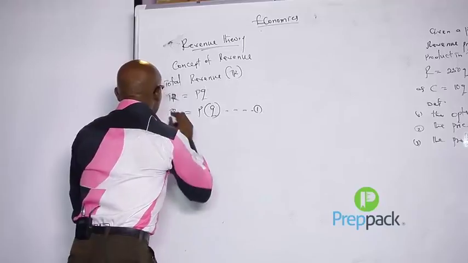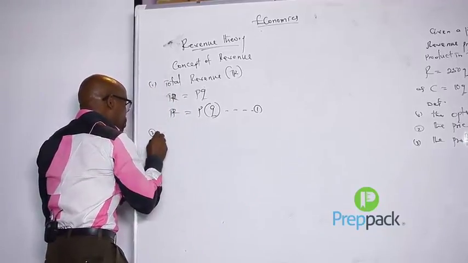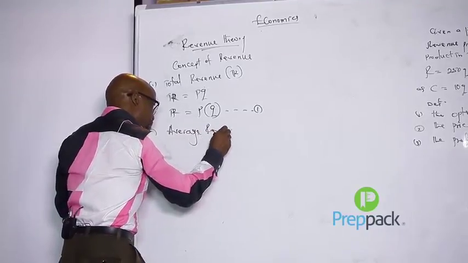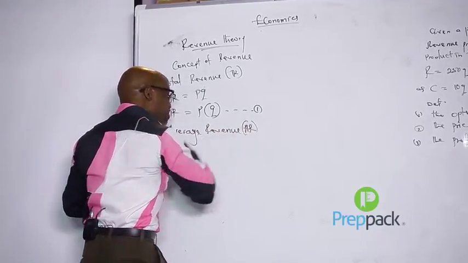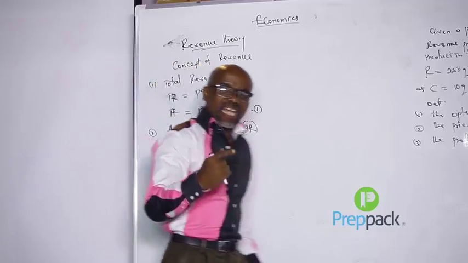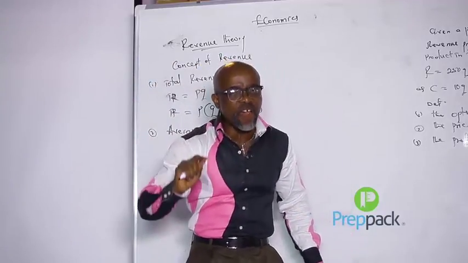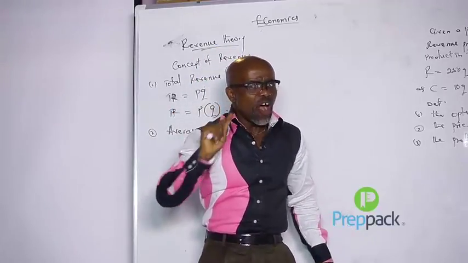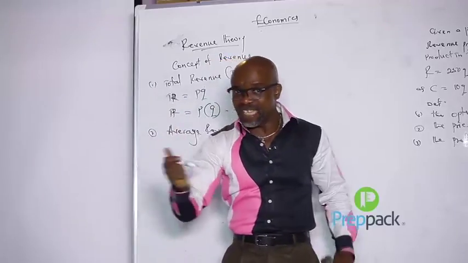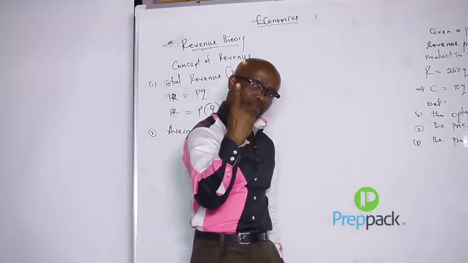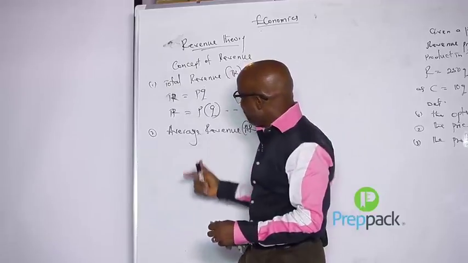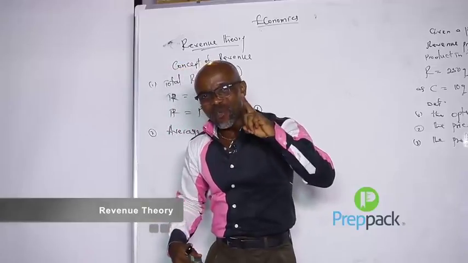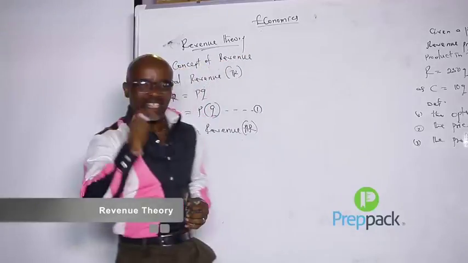This is the first one. Number 2 is the average revenue, that's AR in bracket. The average revenue is the amount of income accrued to a firm from the sale of a unit of output. I've told you previously that anything average means one. So the average revenue is the amount of income accrued to a firm from the sale of a unit of output.